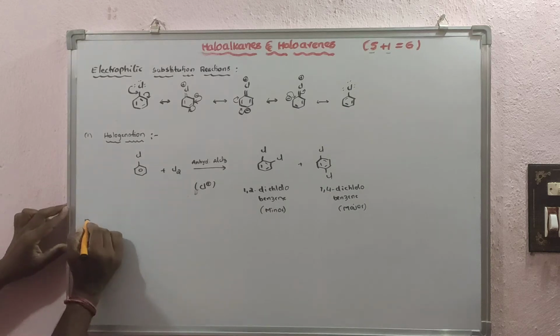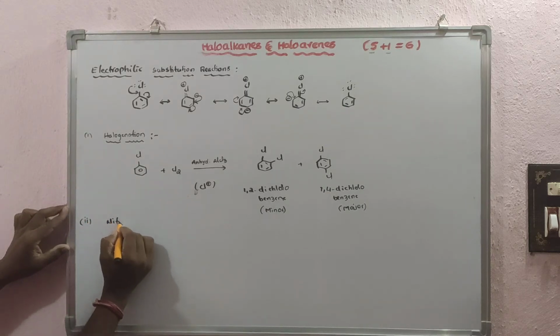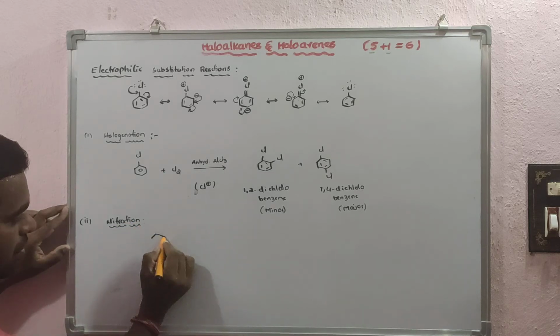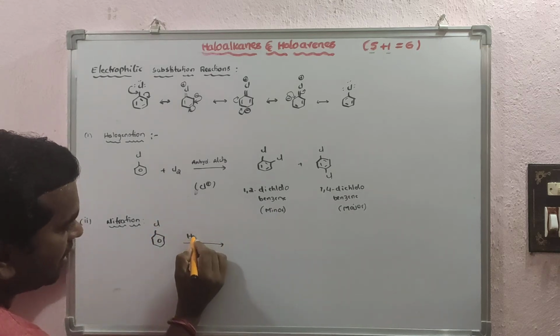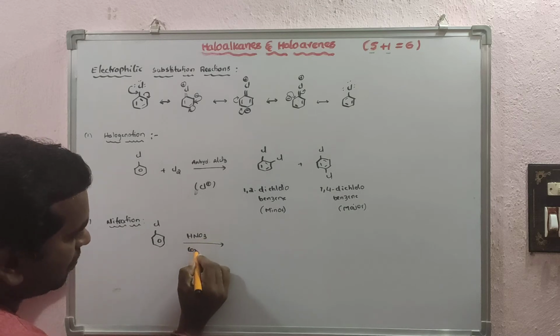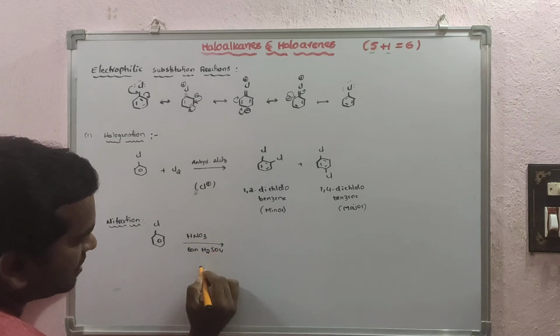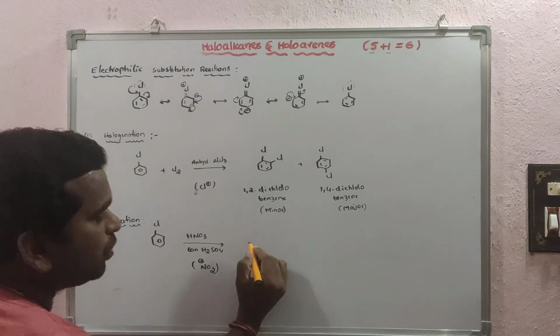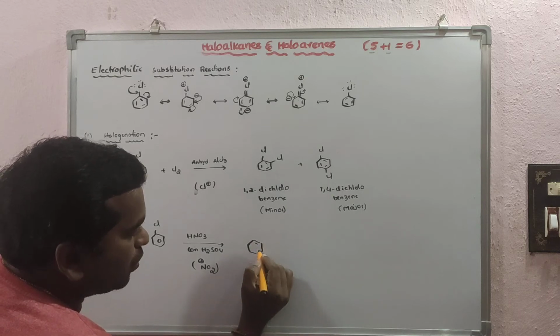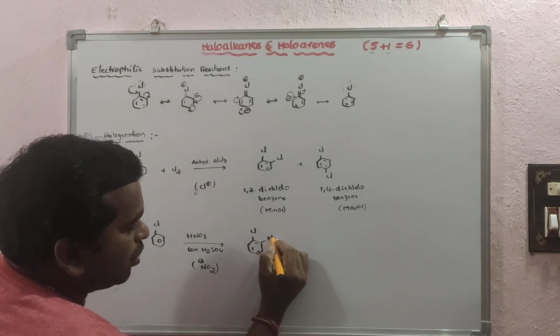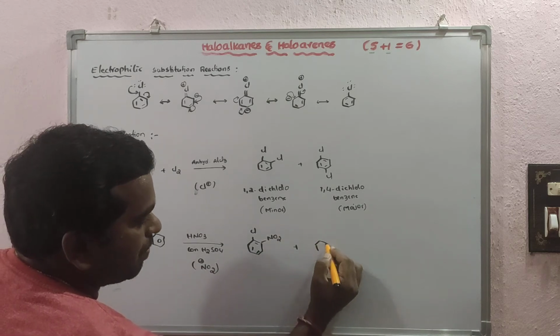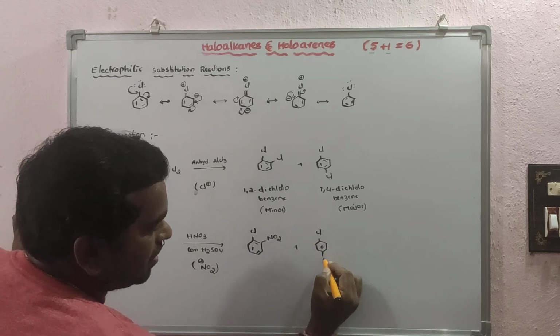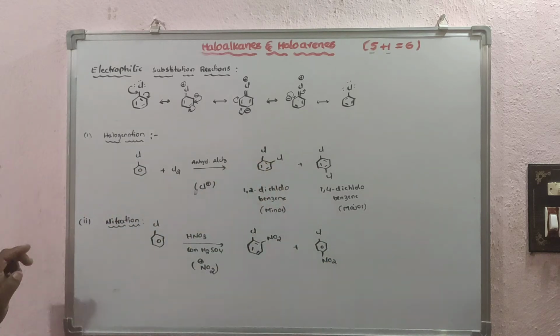And the next one is nitration. This you have also studied. Chlorobenzene is treated with HNO3 in the presence of concentrated H2SO4. What is the electrophile here? NO2 plus is the electrophile. Clear? And you know what product you will get. NO2 is added either at the ortho position or which position? Para position. Clear? It never attacks the meta position.